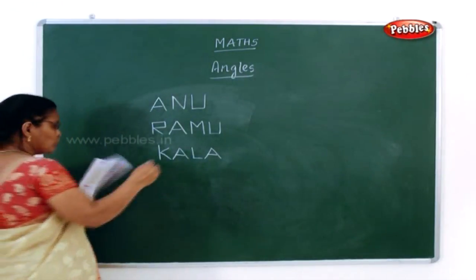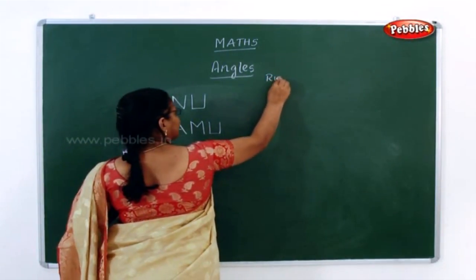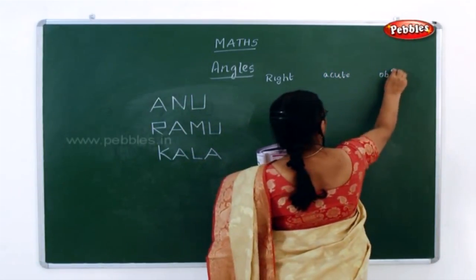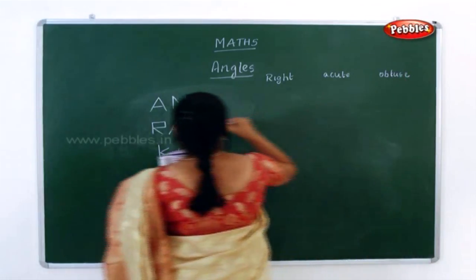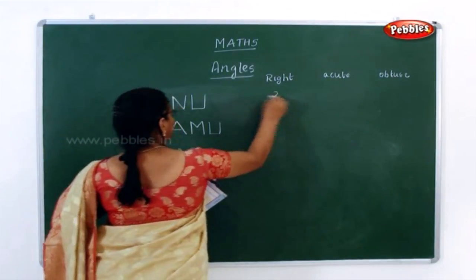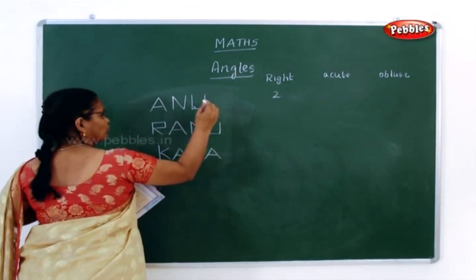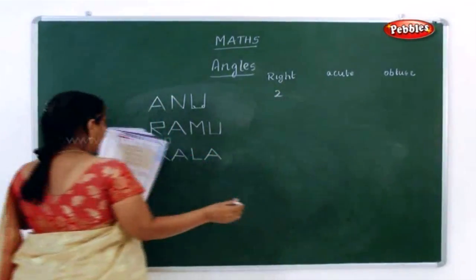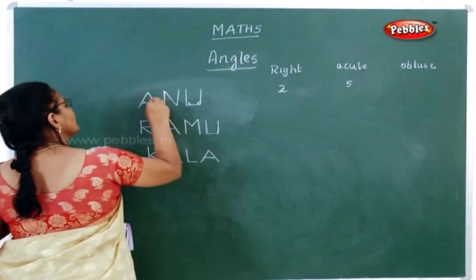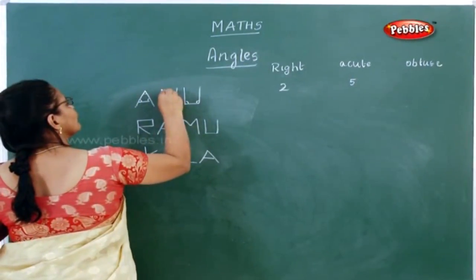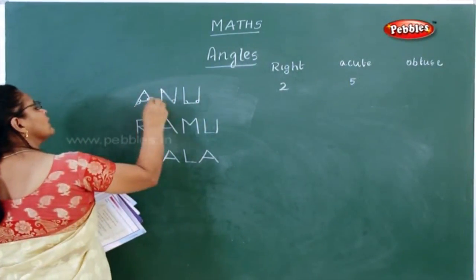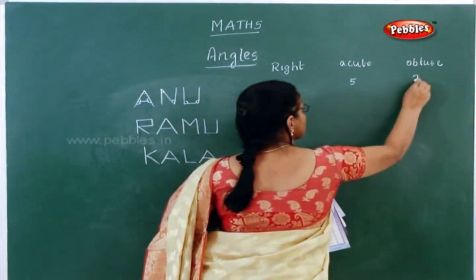See, in Anu, you have to find out how many right angles are there, how many acute, and how many obtuse are there in this name. Right, in Anu, you have 2 right angles. See, 1 and 2. So this is 2 right angles. And there are 5 acute angles. See, 1, 2, 3, 4 and 5. And you have 2 obtuse angles. See, 1 and 2.